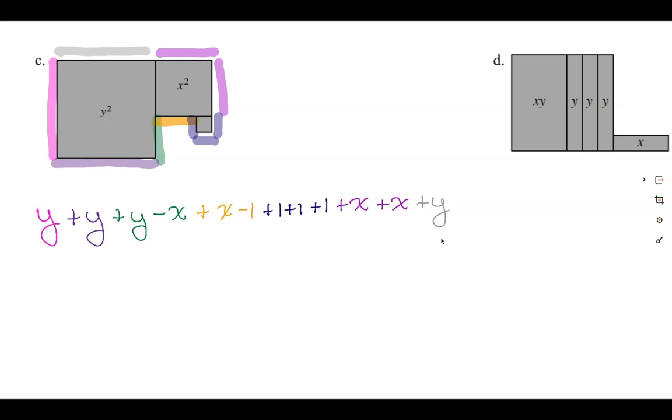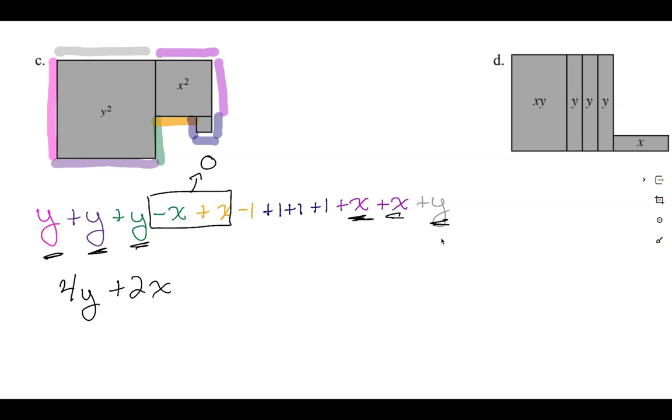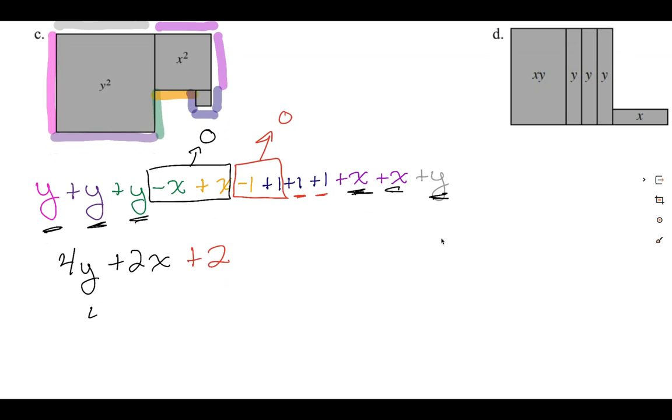And then I'm going to combine my like terms. So I have a Y, a Y, a Y, and a Y. So that's my 4Y. Okay, and then here I've got negative X plus X, so that makes 0. And then I have X plus X, so that's 2X. Something similar happens here with the ones, where I'll just change color so it's easier to see. We've got negative 1 plus 1, so that makes 0. And then I've got this one and this one, so plus 2. So my final perimeter for this shape is 4y plus 2x plus 2.